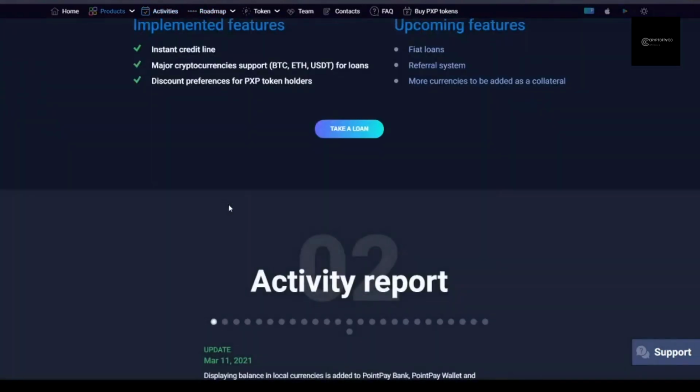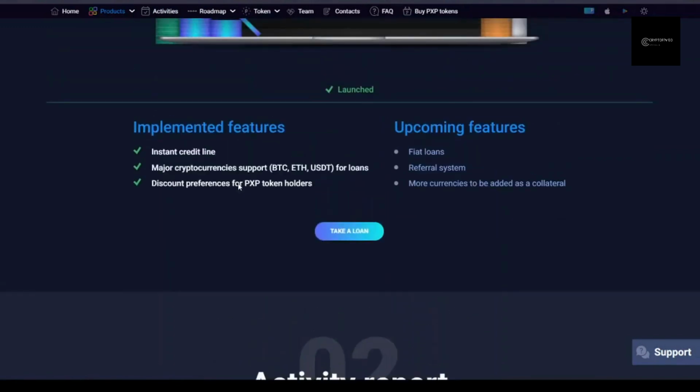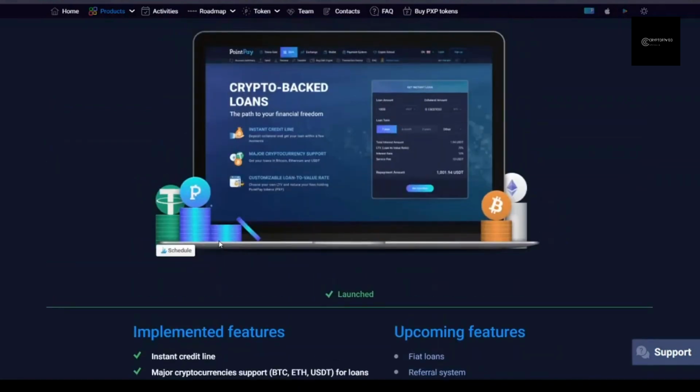With the PointPay ICO continuing until June 30, 2021, all the interested people can enter and buy PXP tokens at a price of 15 cents. Keep in mind that the token price will increase regularly, and the next price change will be in approximately 11 days.